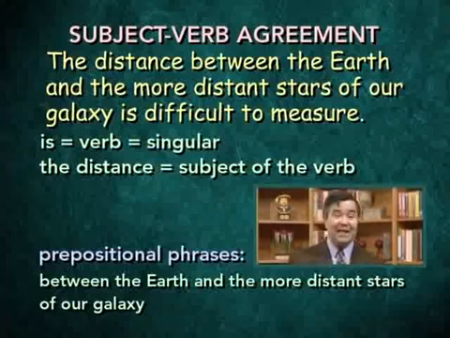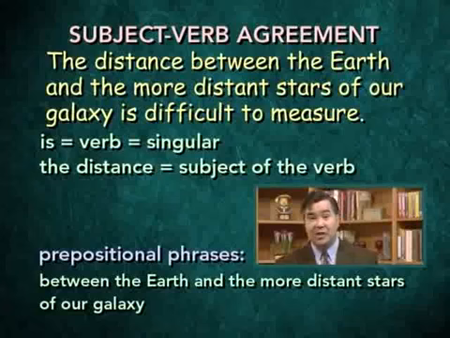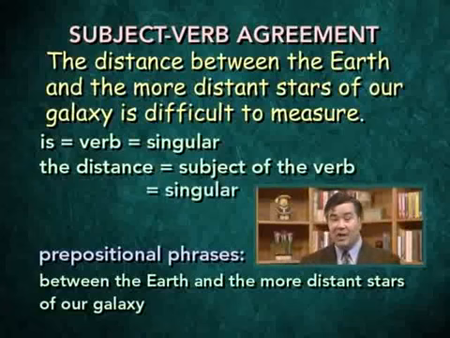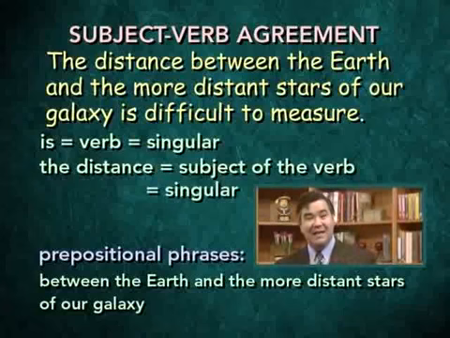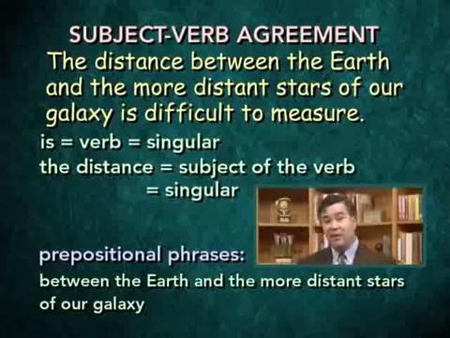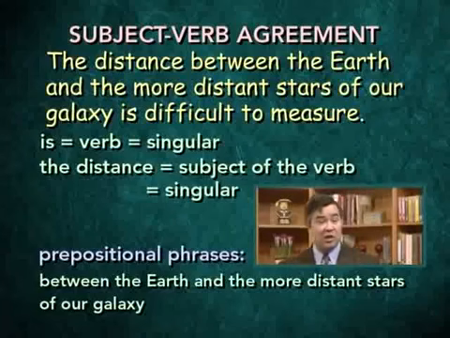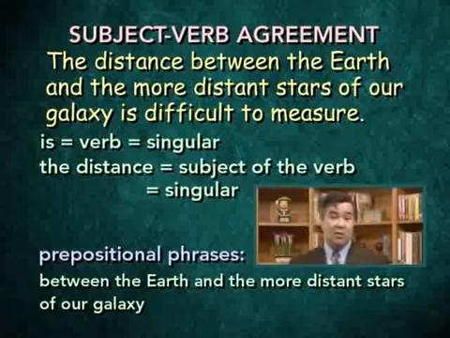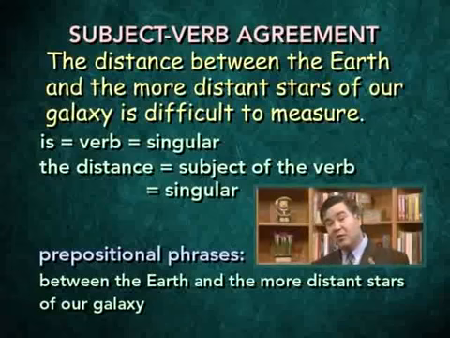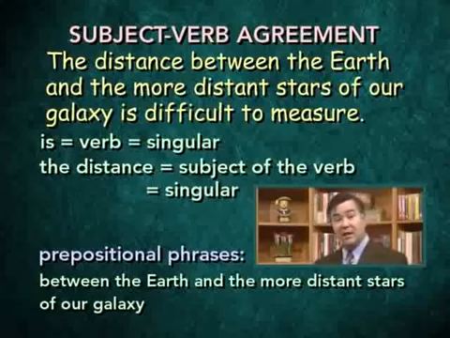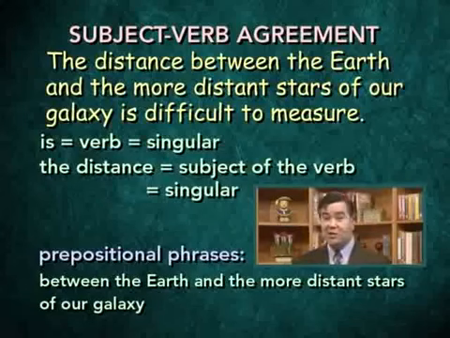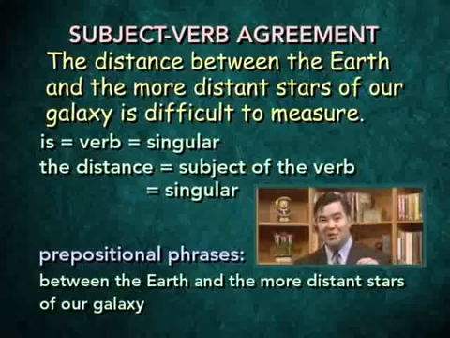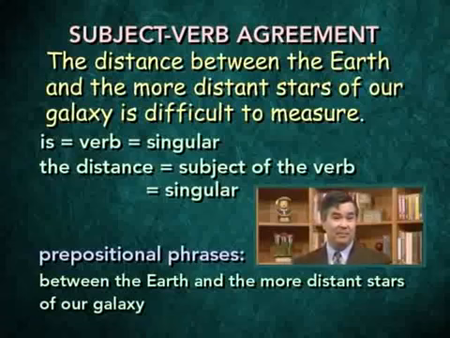So the sentence is saying that the distance is difficult to measure. Distance is a singular word, and so the singular verb is correct. You might have been confused because the noun stars, for example, is plural, and that might lead you to momentarily think, well, perhaps we need a plural verb in this sentence. It's not true. Eliminate the words that come between the subject and the verb, particularly the prepositional phrases, and what remains is the real subject, and that will tell you how subject-verb agreement ought to be handled.